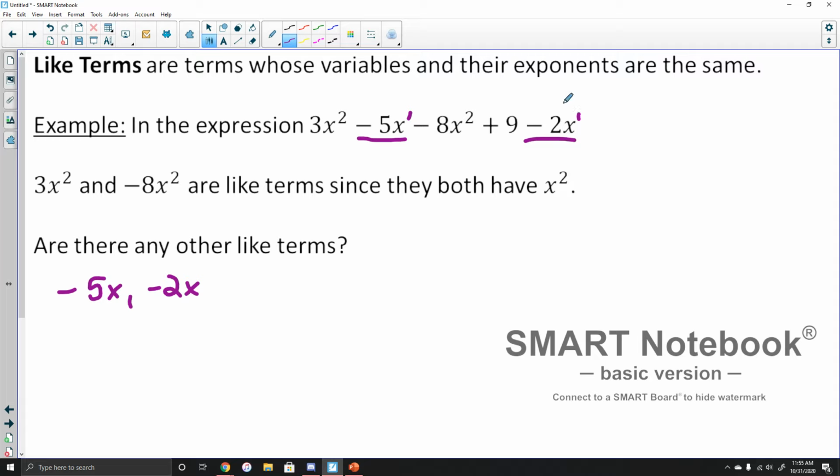But let's say, for example, maybe we had a minus 3 on here, then 9 and negative 3 would also be considered like terms, right? Because they both have the same variable, which is no variable, right? It would actually probably just be considered simplifying, but technically they are like terms. They're both constants.